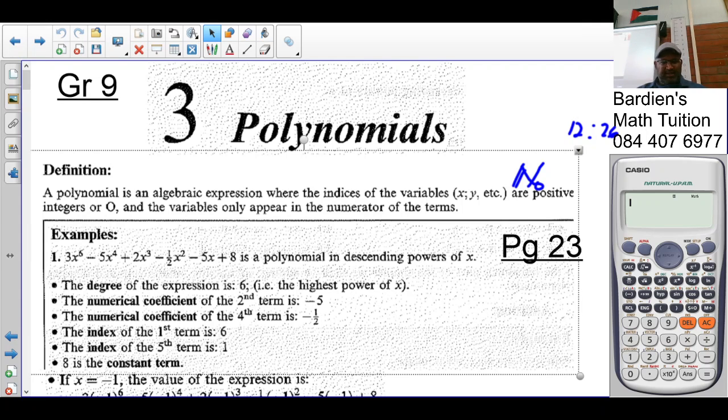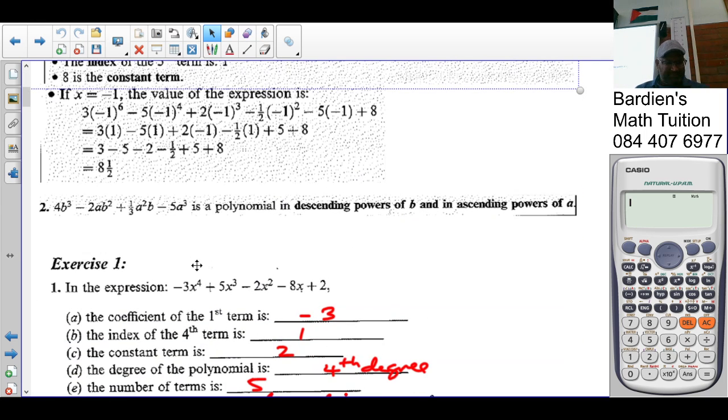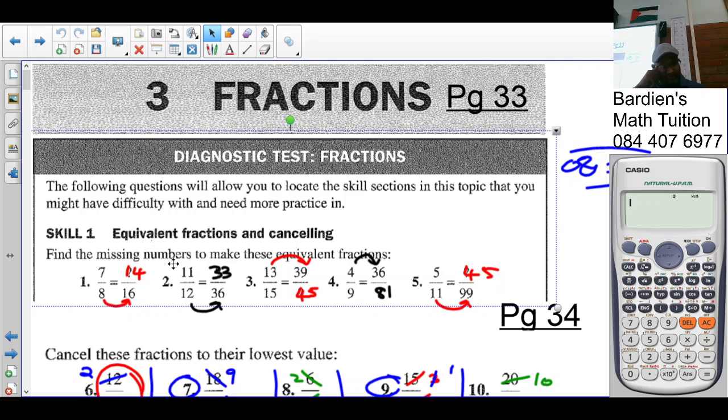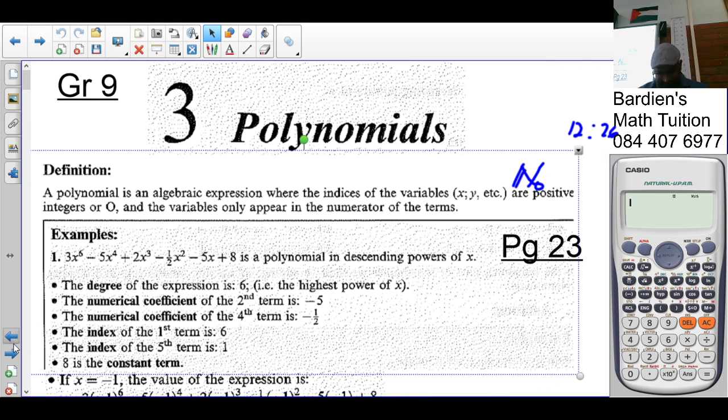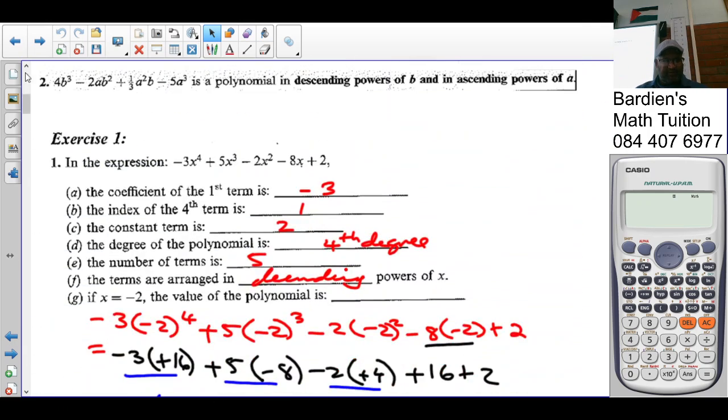So your homework was exercise 6. Let me just get it quickly. Exercise 6. So what is the first answer then? The first answer.